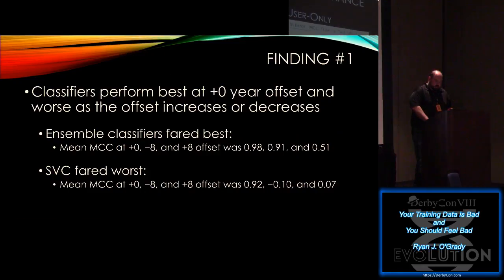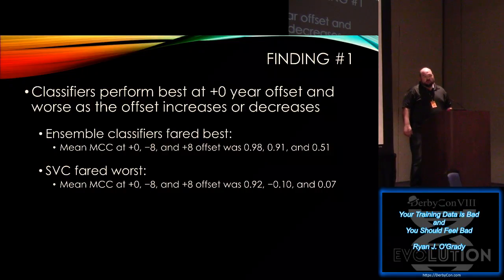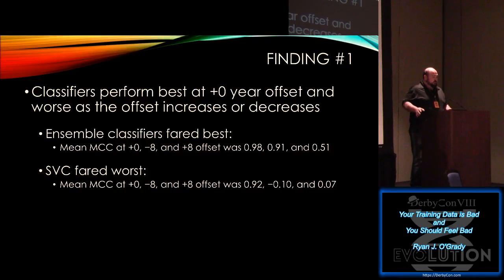When you look at these numbers, the 0.98, 0.91, and so forth, that's the Matthews correlation coefficient, which can be interpreted as Pearson's R. That means that a value of 0 is no correlation, a value of -1 is perfect negative correlation, and a value of 1 is perfect positive correlation. So what you're really looking for is a value approaching -1 or 1.